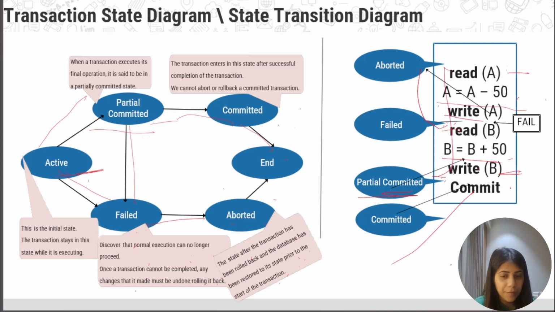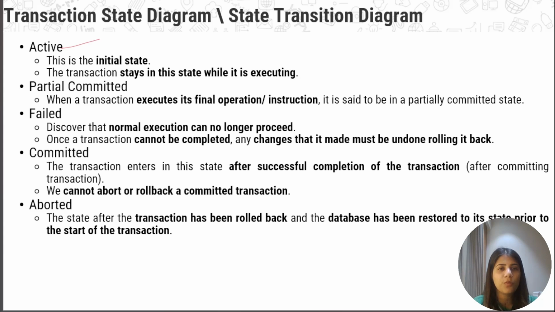So I hope this diagram is clear. Let's understand each state in more detail. About the first one, the active state. This is the initial state. We know that the transaction stays in this state while it is executing. Then comes the partially committed state. When a transaction executes its final operation or instruction, it is said to be in the partially committed state.